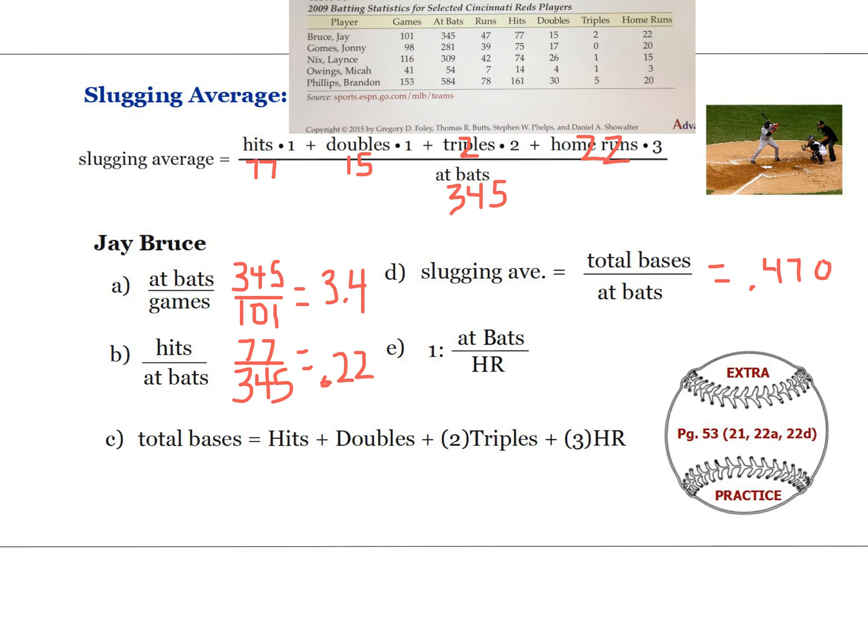And then the last piece of information is a ratio. It's an at-bat ratio. So it's 1 to the number of at-bats, 345, divided by the home runs, which is 22. So go ahead and figure that out on your calculator. That would be 1 to 15.68.